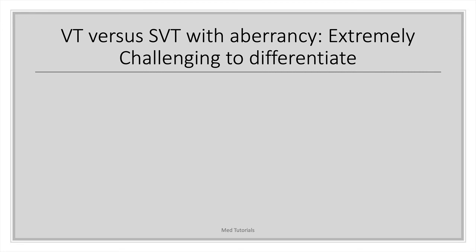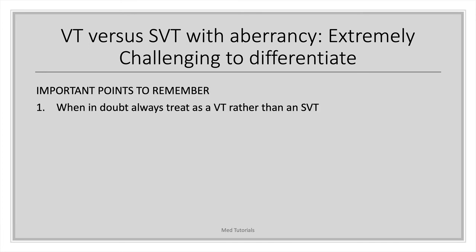Now, as I said, this can be extremely challenging to differentiate even for a seasoned cardiologist. The ECG that you're provided with may not show all the features I mentioned in the previous slide. So in such a scenario where it's almost impossible to differentiate VT from SVT on an ECG, we need to remember a few important points. When in doubt, always treat as a VT rather than an SVT. So you have an ECG and you're not clear, is this VT or an SVT with aberrancy? Treat it as a VT.